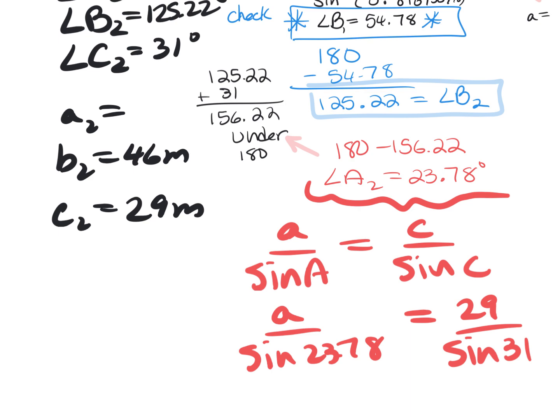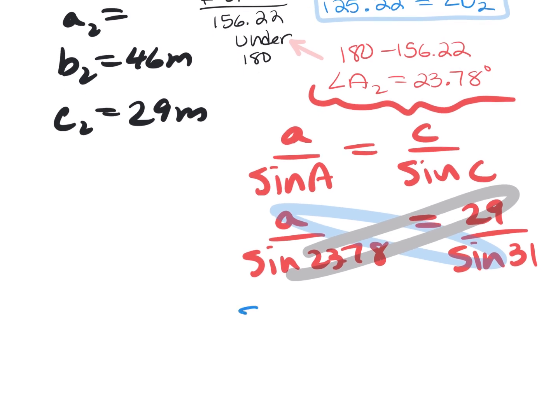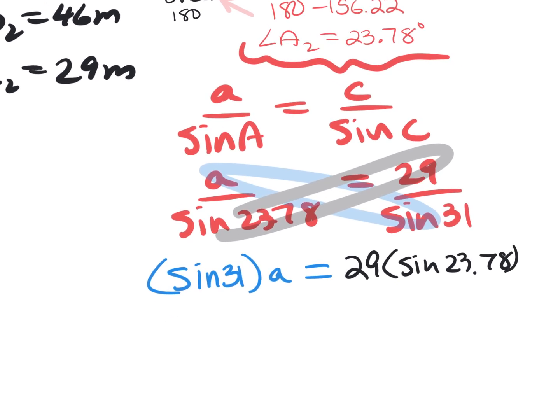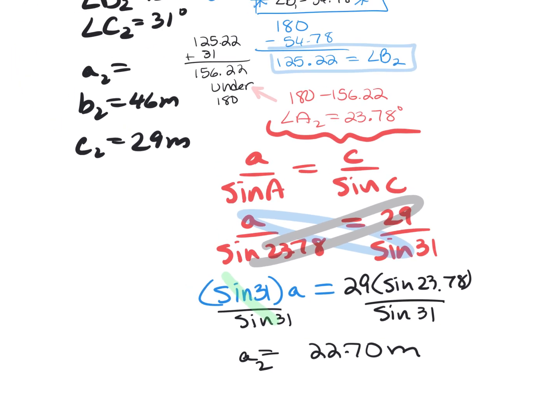So now I'm going to cross multiply. So do the cross products. And I get sine of 31 times A is equal to 29 times the sine of 23.78. I'm going to divide both sides by the sine of 31. So then that cancels. And then once I divide that, I get A is equal to 22.70 meters. And this is the A of the second triangle. So now I have information for two triangles.